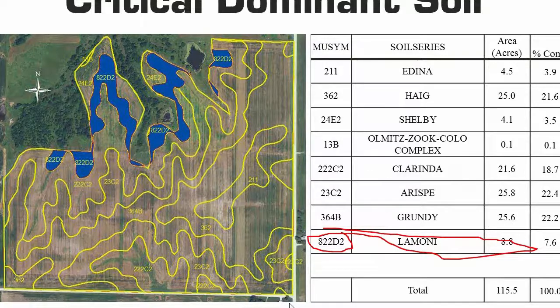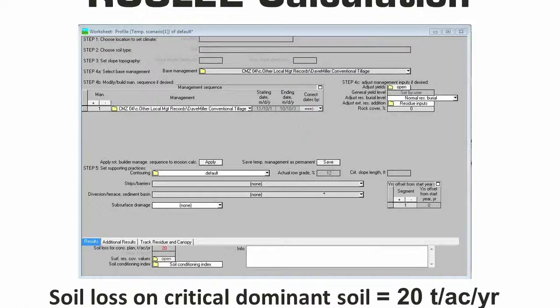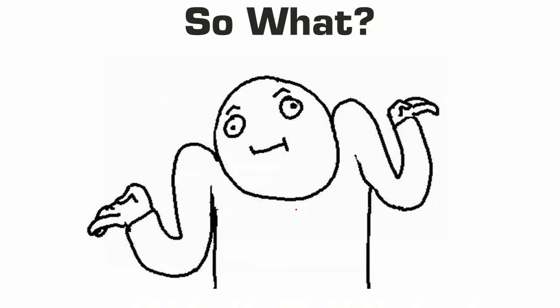Then we'd take that and plug it into RUSLE2. We'd figure an average percent row grade, an average percent slope, and an average length of slope, and would come out with a soil loss on this critical dominant soil of maybe 20 tons per acre. So what? What does that even tell us? Well, I think it tells us very little.